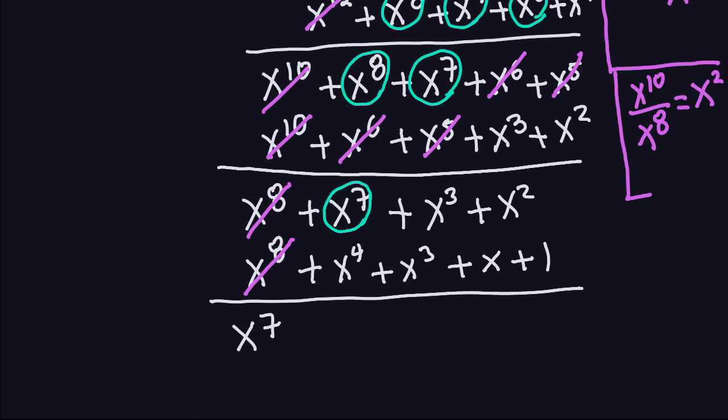X to the 6, I don't have an x to the 6. The next power is actually x to the 4th, which is right below that x to the 7, which is this one here. All right, so that x to the 4th does not combine with anything, so I'm going to say plus x to the 4th, and that is taking care of the x to the 4th.